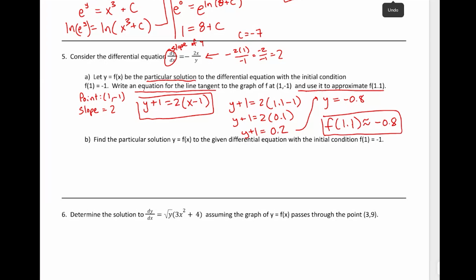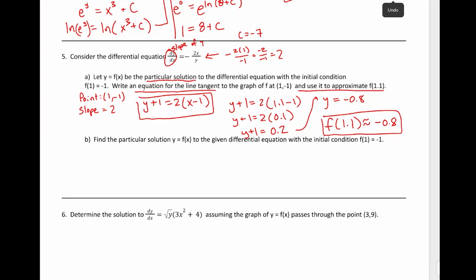Part B says find the particular solution to the given differential equation with that initial condition. So basically, we're going to do what we did in most of the other problems, which is to separate the y's from the x's, integrate both sides, and then once we've integrated both sides, we can solve for y and then solve for c. So let's go ahead and separate the y's and the x's.